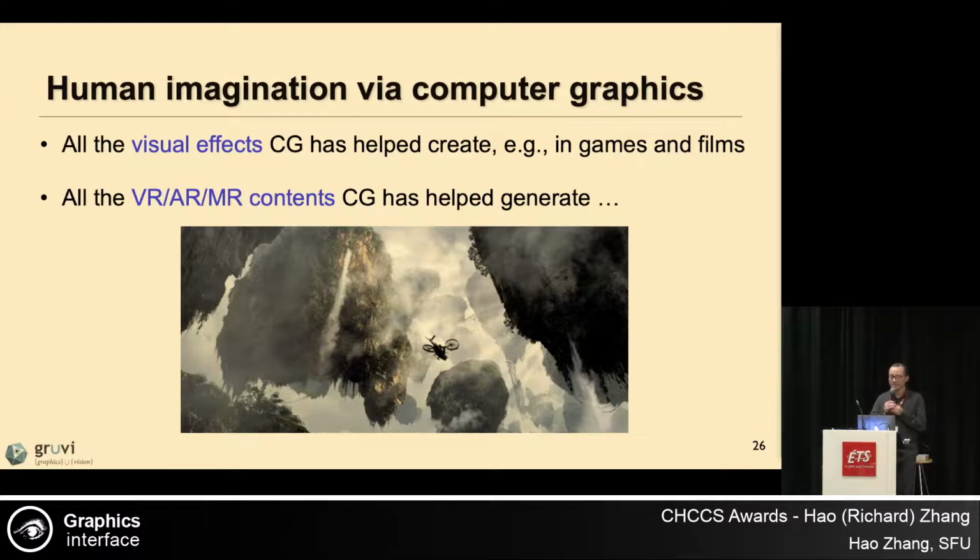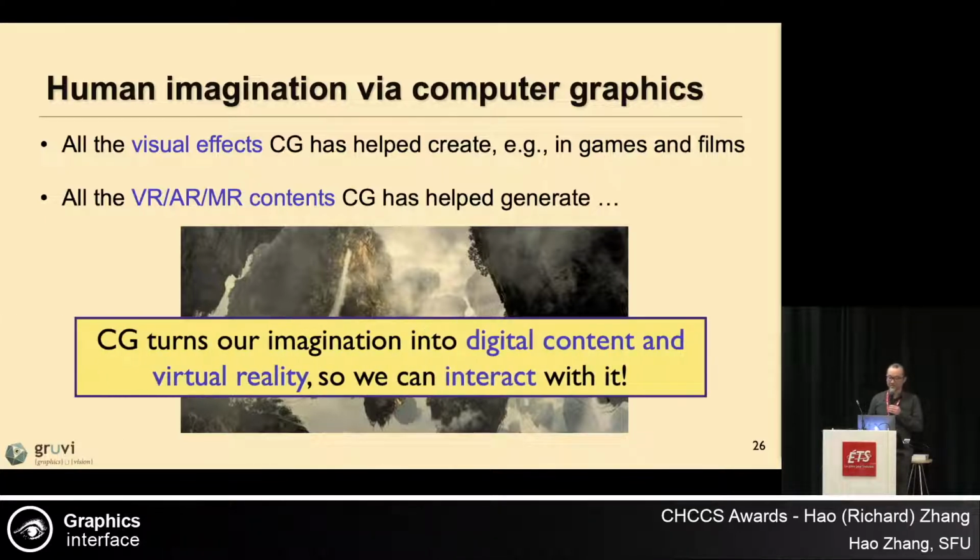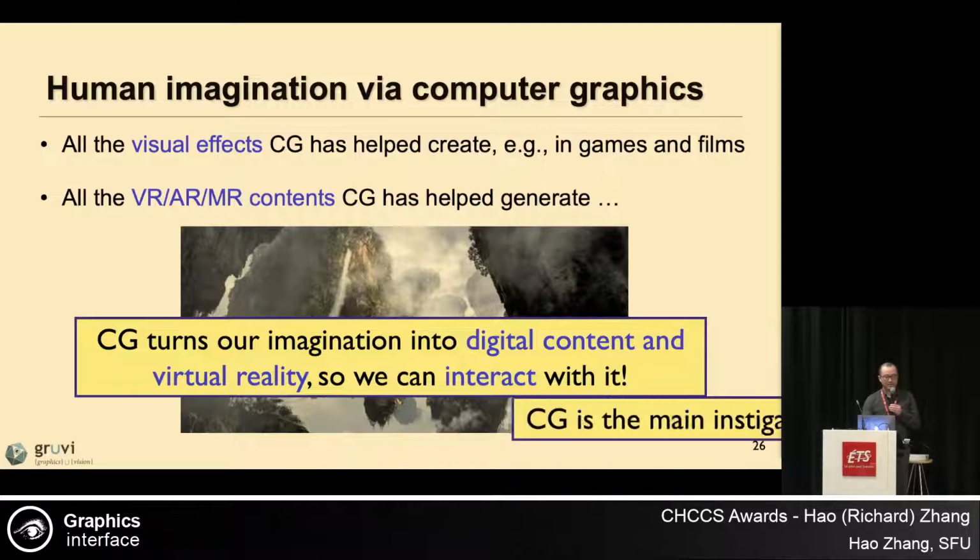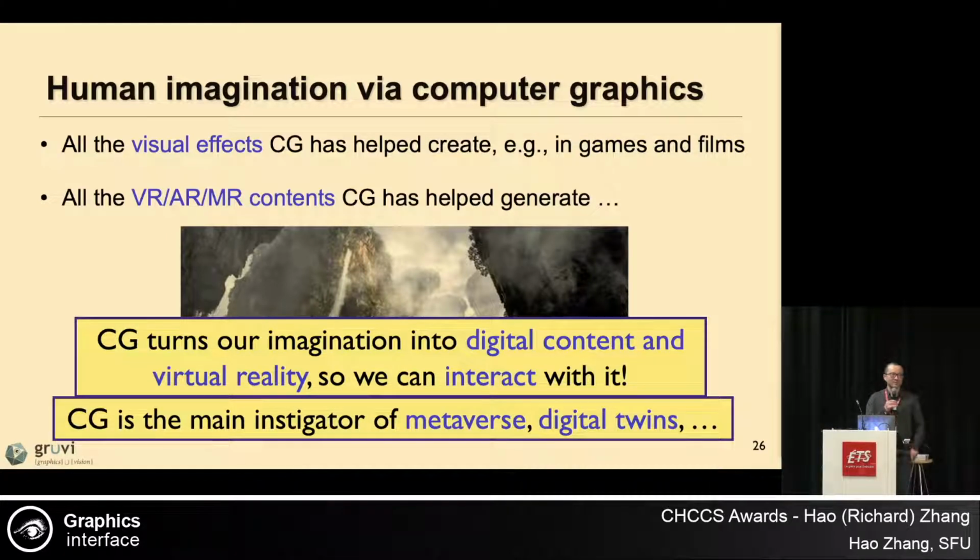If you think about it, with computer graphics, you can create all kinds of special effects, and we're now talking about AR, VR, MR, and computer graphics really is playing a central role in all of this development. It turns our imagination into digital content and virtual reality so that we can interact with it. We can even live in it. With all these buzzwords that we have today, metaverse or digital twins, whichever you want to call it, I truly think that computer graphics ought to be the main instigator of these developments.